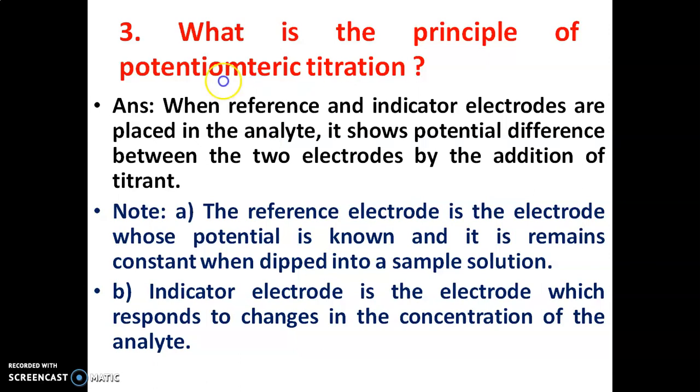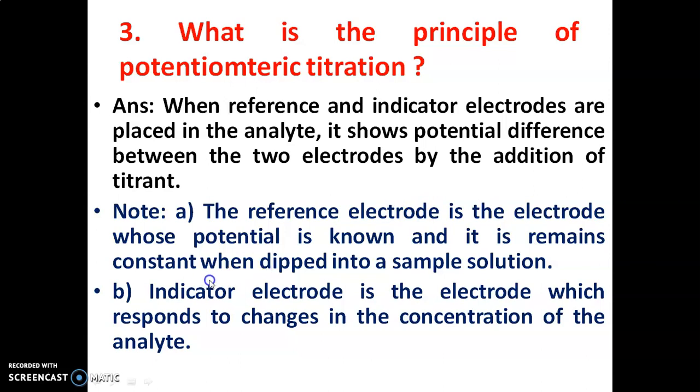The main principle is when reference and indicator electrodes are placed in the analyte, it shows potential difference between the two electrodes by the addition of titrant. The reference electrode is the electrode whose potential is known, therefore it is called the reference electrode. It remains constant when dipped into a sample solution. Its potential is known to us, hence it is called the reference electrode.